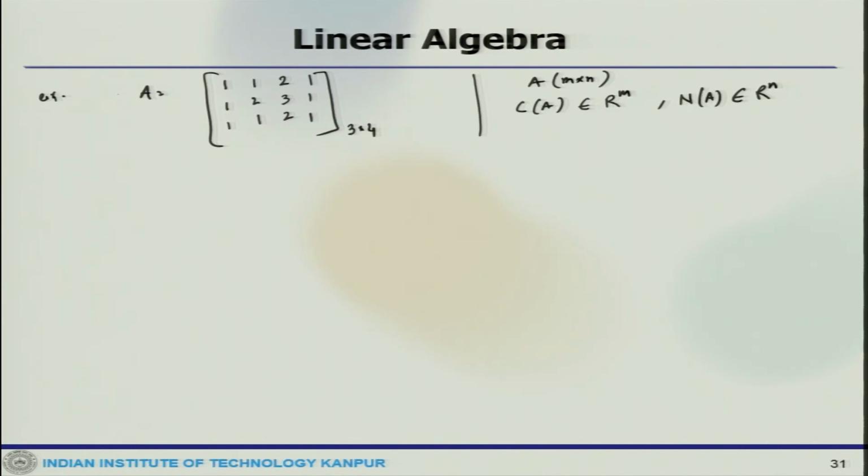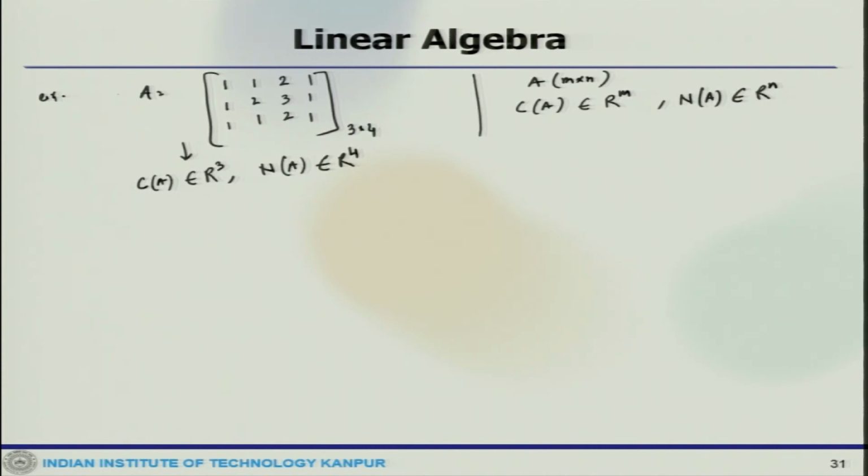So, now for this particular example, here the column space would belong to R to the power 3 and the null space would belong to R to the power 4. Okay.